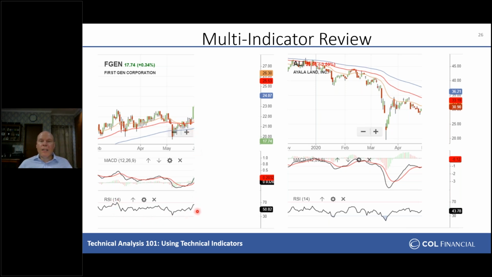Finally, let's look at the RSI. The question here is, is this stock price overbought? If we look down here, you can see that although the RSI is climbing, we are not in the overbought threshold yet.